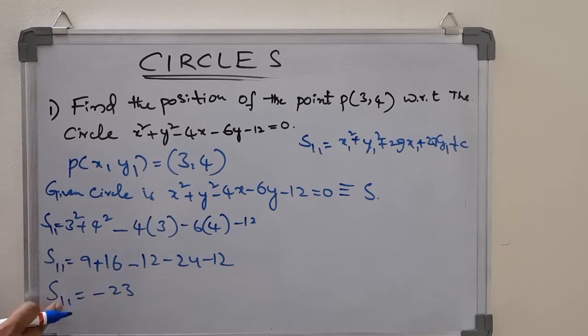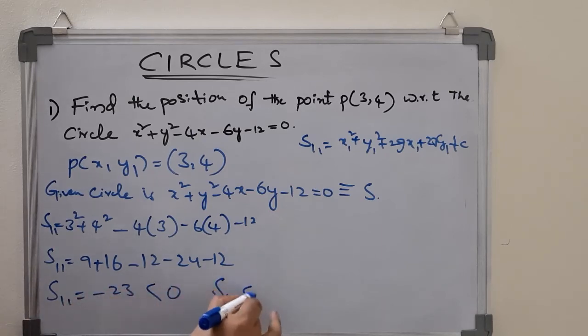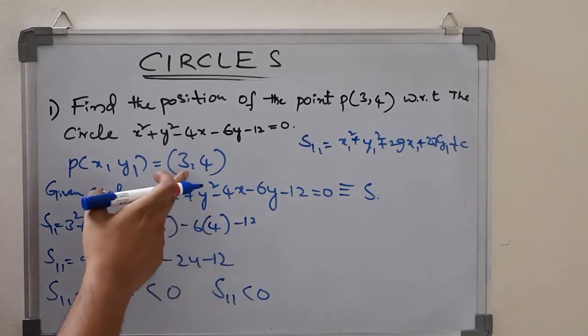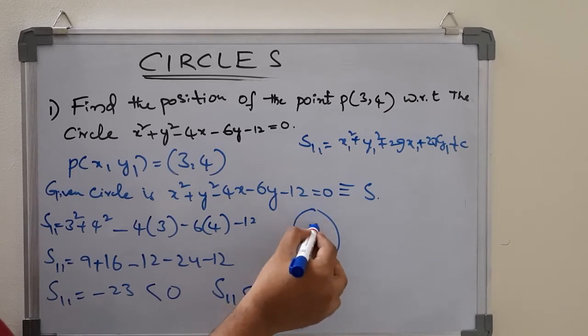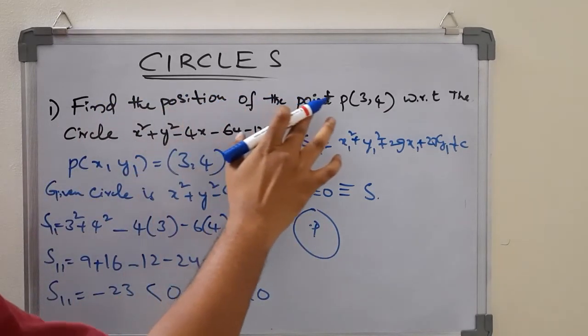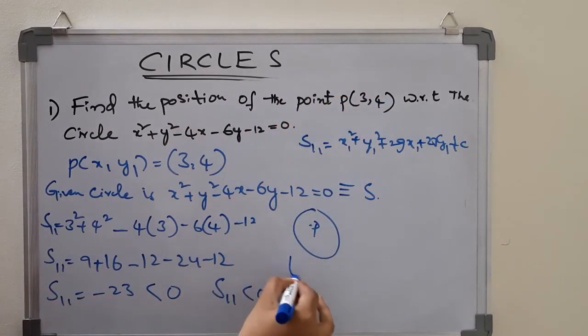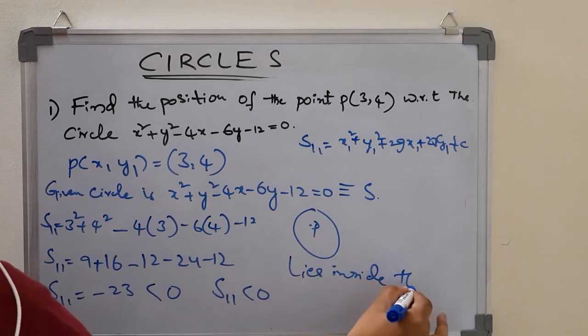So S11 is less than 0. Minus 23 is less than 0, right? When S11 is less than 0, the point P lies inside the circle, right? We have already discussed this. So the point P(3, 4) lies inside the circle. That's it.